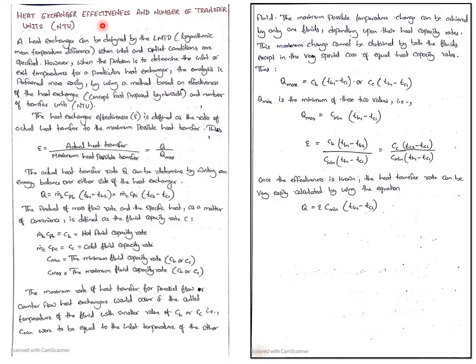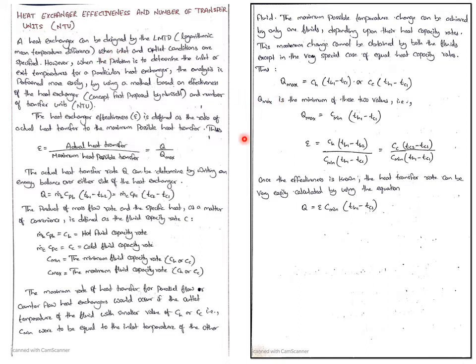Now, heat exchanger effectiveness and number of transfer units. We know what the logarithmic mean temperature difference is. When inlet and outlet conditions are specified, we use these two. When the problem is to determine the outlet temperatures for a particular heat exchanger, the analysis is performed more easily by using the method based on effectiveness of the heat exchanger and number of transfer units.